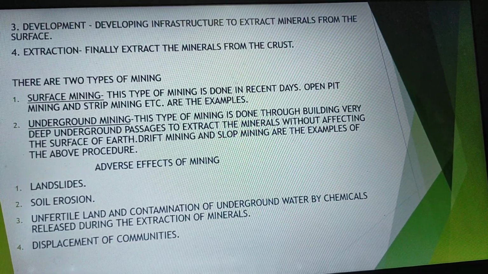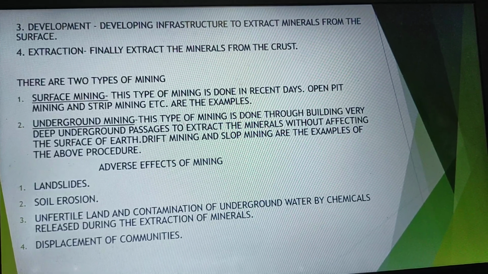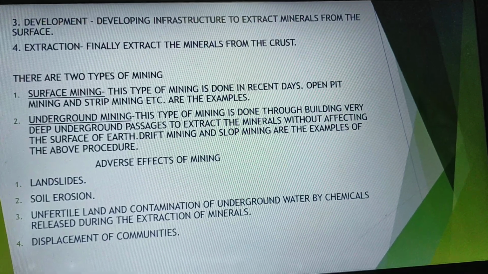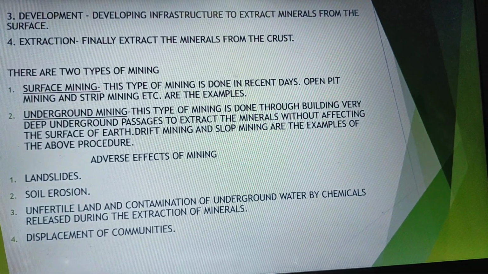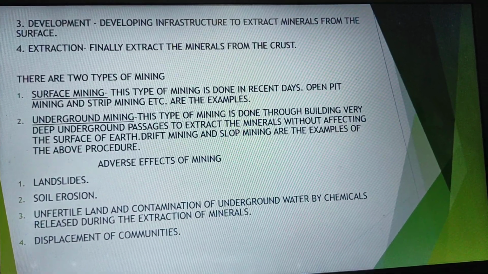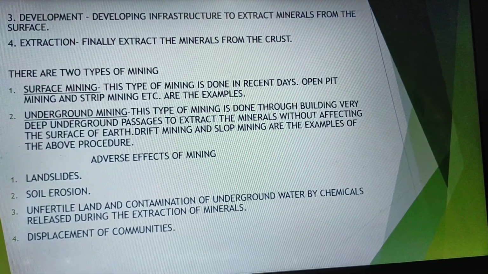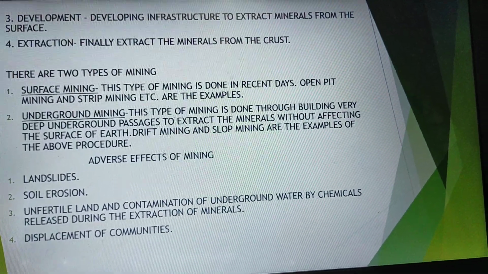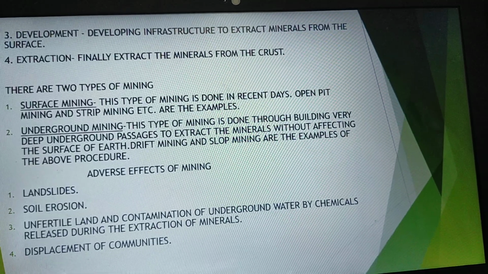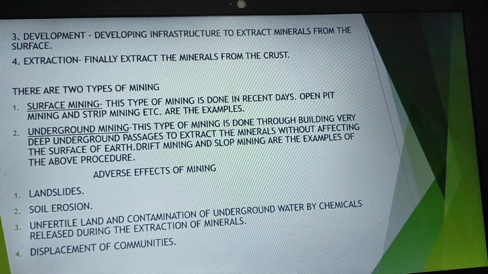So there are 2 types of mining. Number one is surface mining and number two is underground mining. Surface mining is what is done in recent days. Nowadays surface mining is done. Open pit mining and strip mining are the examples. And underground mining is done through building very deep underground passages to extract the minerals without affecting the surface of the earth. Examples are drift mining and slope mining.